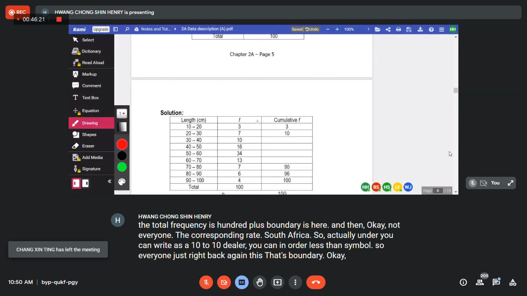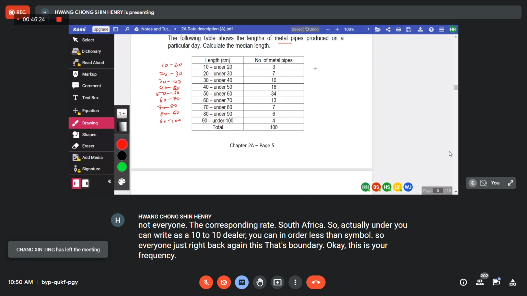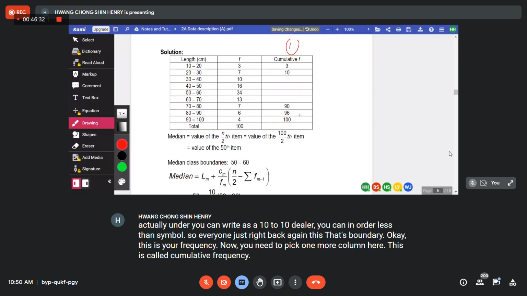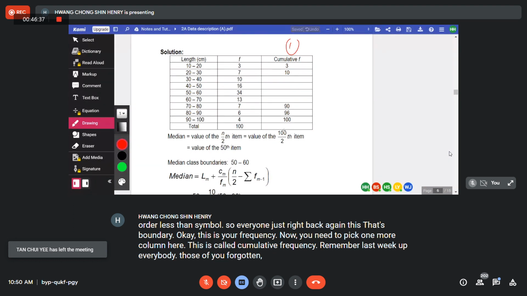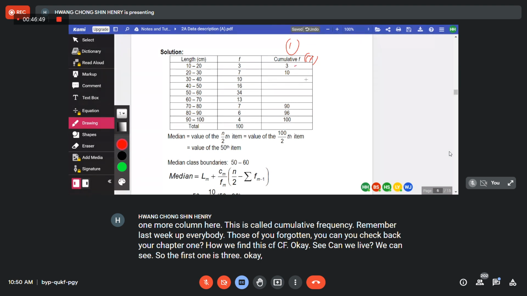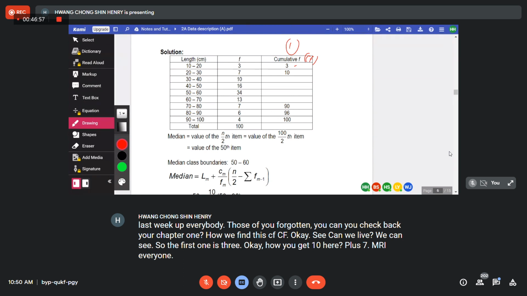Okay, this is your frequency given by here. Now you need to build one more column here. This is called cumulative frequency. Remember last week, everybody? Those of you who forgot, can you check back your chapter 1 on how we find this CF? Okay, CF, cumulative frequency. So the first one is 3, right? How do you get 10 here? Plus 7. Am I right, everyone? Addition means plus.